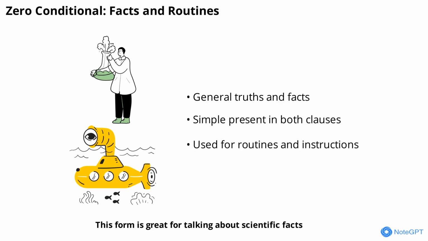This form is great for talking about scientific facts, instructions, or things that always happen under certain conditions. It's straightforward and easy to use, making it a staple in both spoken and written English. Whenever you want to state a rule or a fact, the zero conditional is your go-to structure.